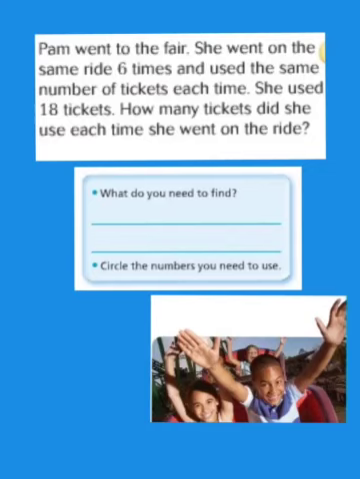First, we need to underline what we need to find. And for this problem, we need to find how many tickets did she use each time she went on the ride. Next, we need to circle the numbers that we need to use.